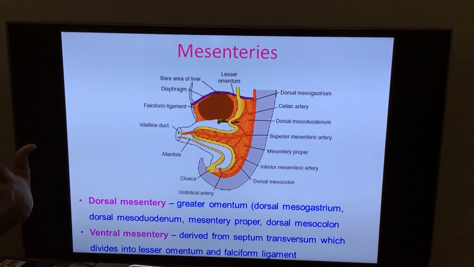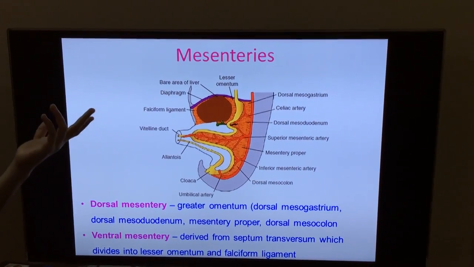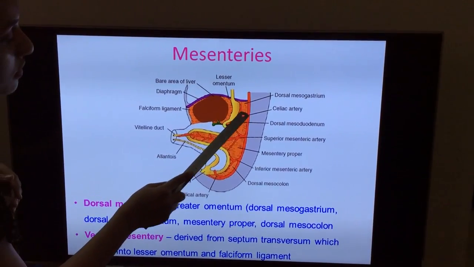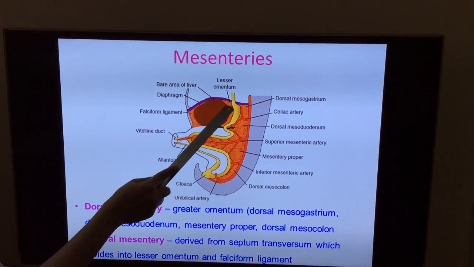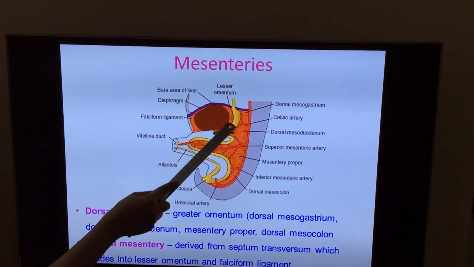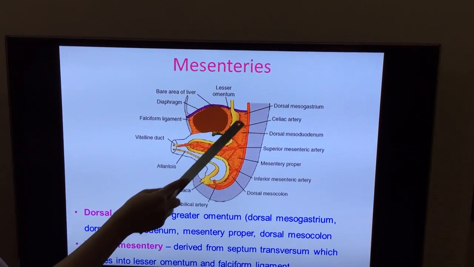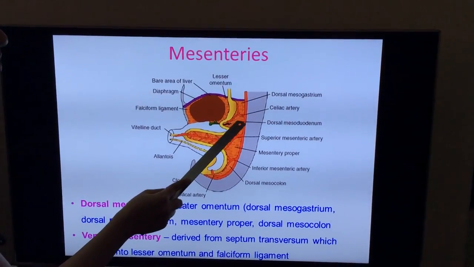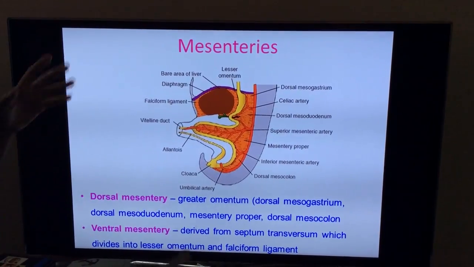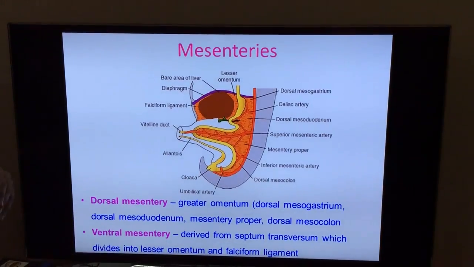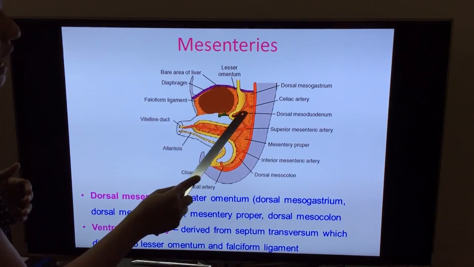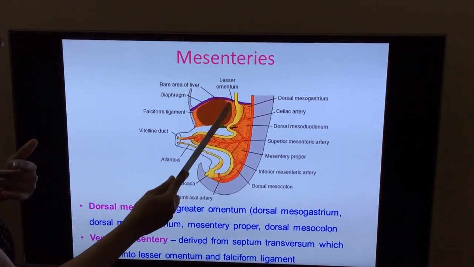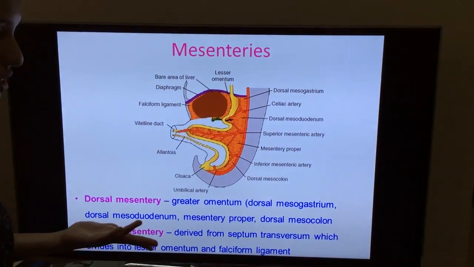As I told you, this peritoneum is given different names at different areas. The dorsal mesentery which is attached to the part of the tube giving rise to the stomach, you can see the stomach develops from the foregut, is called the dorsal mesogastrium, and there is also a ventral mesogastrium.